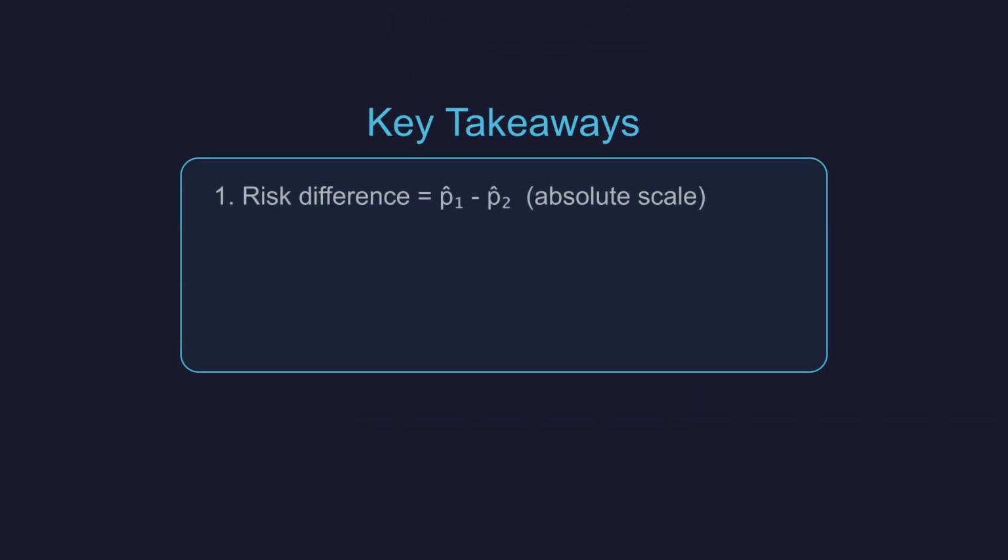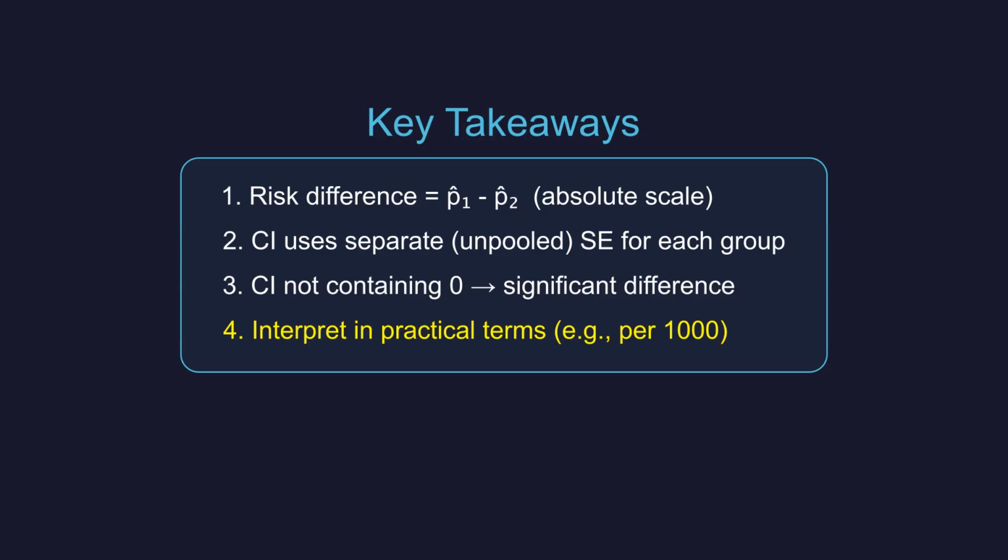To wrap up, the risk difference measures the absolute difference between two proportions. The confidence interval uses each group's own standard error, not the pooled version. If the CI excludes 0, the difference is statistically significant. And always interpret the result in practical terms, such as additional cases per 1,000.